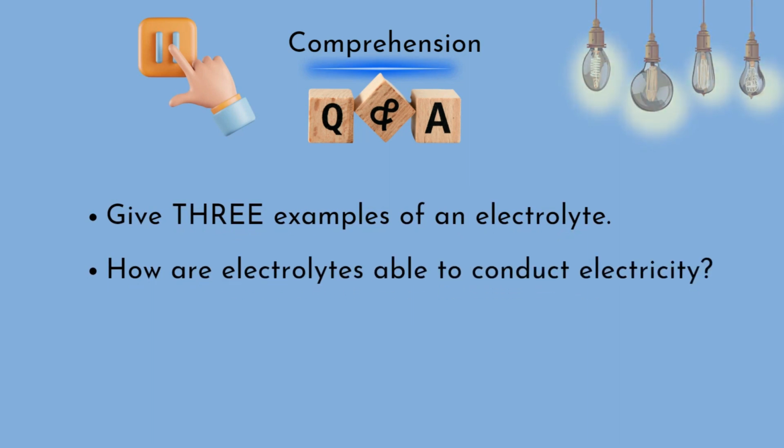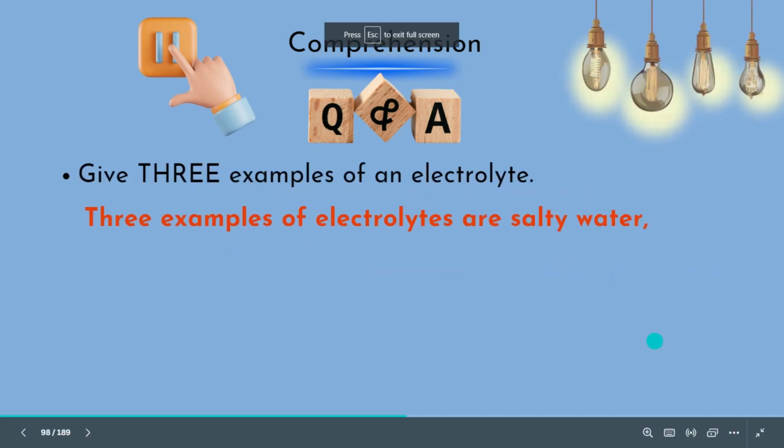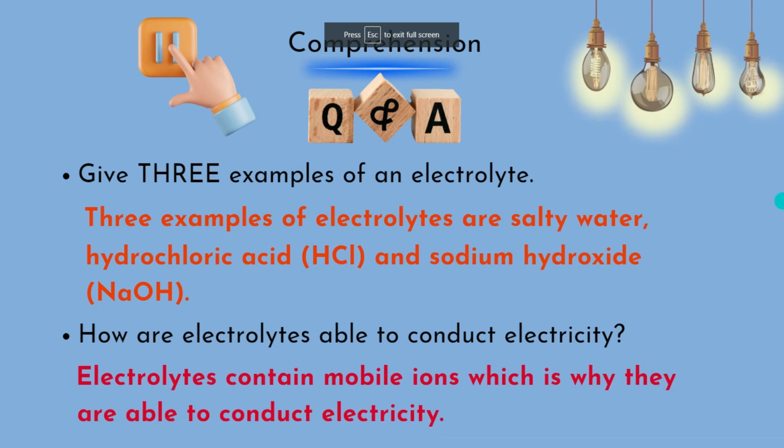Comprehension. Give 3 examples of an electrolyte and how are electrolytes able to conduct electricity. You may pause this video to answer these questions. Three examples of electrolytes are salty water, hydrochloric acid, and sodium hydroxide. Electrolytes contain mobile ions, which is why they are able to conduct electricity.